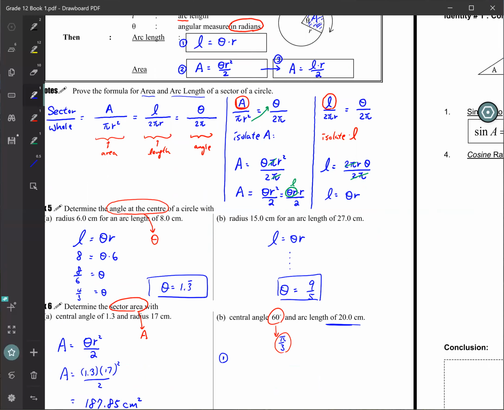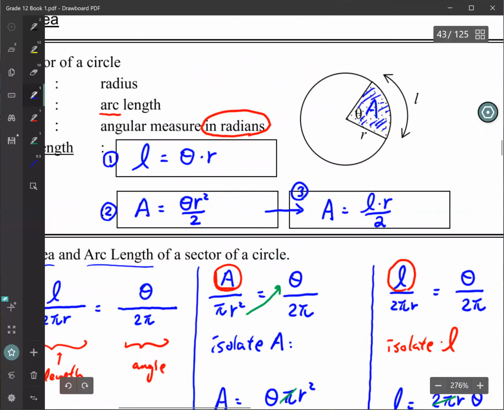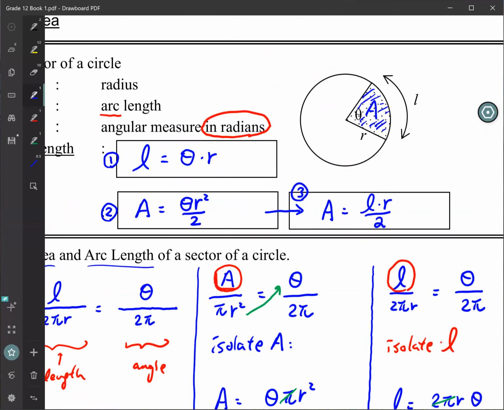Theta over 2 pi. Which one? Theta over 2 pi, where's that? No, there are 3 formulas. Look at the 3 formulas and choose from there. Number 2. Number 2, what variables do you see there? Area, theta, and radius.